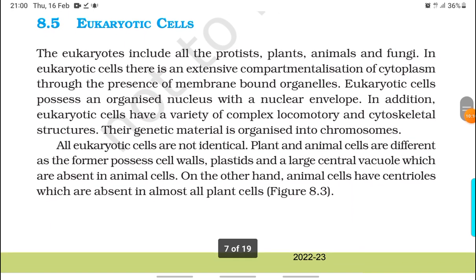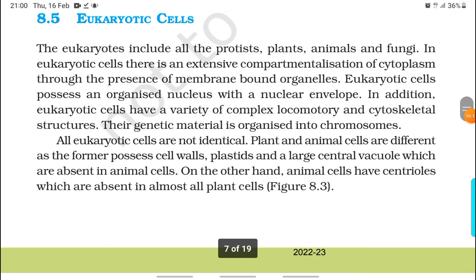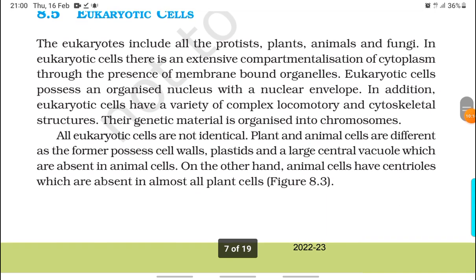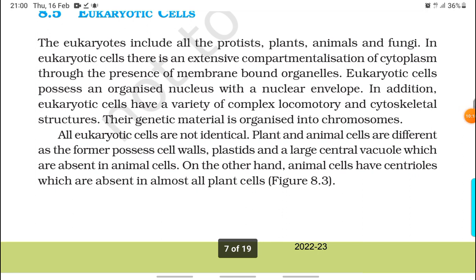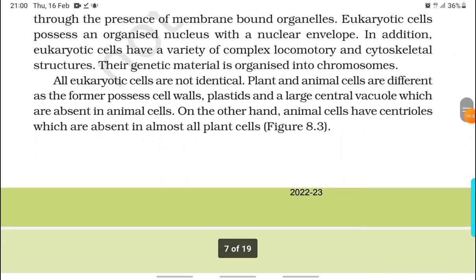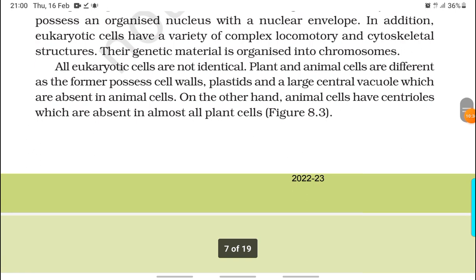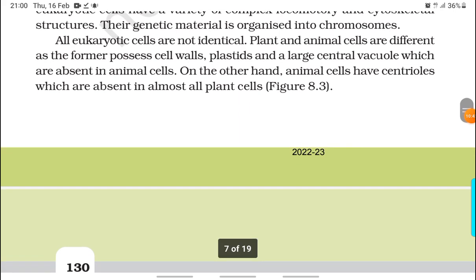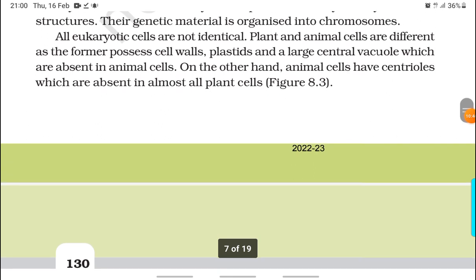Eukaryotic cells. The eukaryotes include all the protists, plants, animals, and fungi. In eukaryotic cells, there is an extensive compartmentalization of cytoplasm through the presence of membrane-bound organelles. Eukaryotic cells possess an organized nucleus with a nuclear membrane. In addition, eukaryotic cells have a variety of complex locomotory and cytoskeletal structures. Their genetic material is organized into chromosomes.